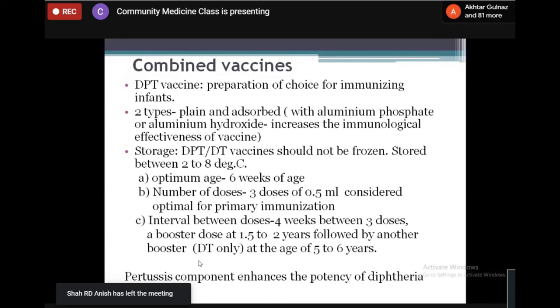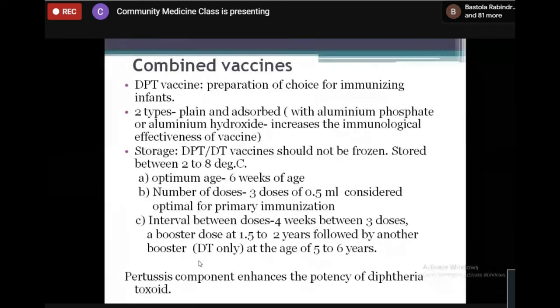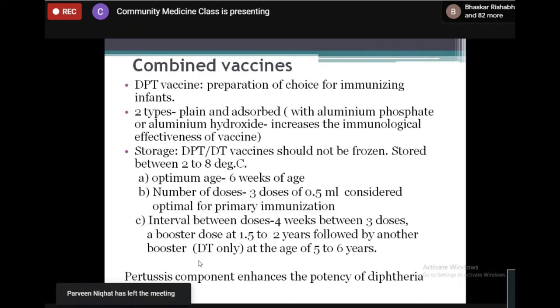Okay, now why is it done? To increase the immunological effectiveness of the vaccine. When you apply this aluminum phosphate surrounding the DPT vaccine, the immunological effectiveness will be increased. It will be more effective immunologically, and the antibodies will be produced adequately, properly, let's say.